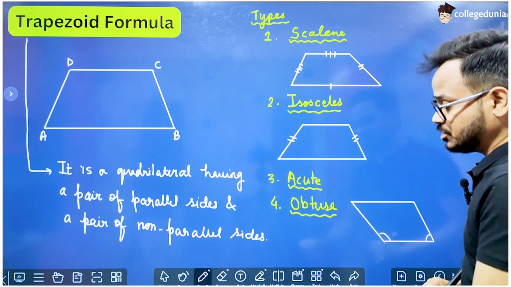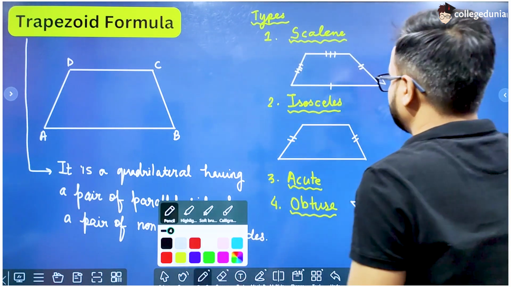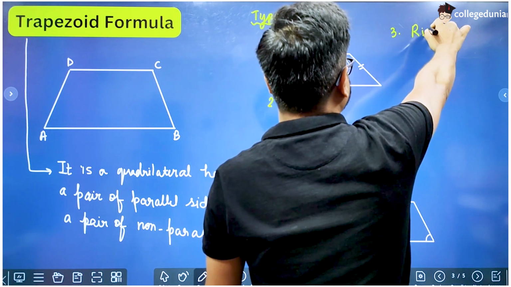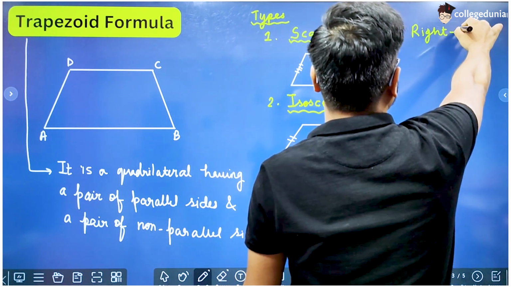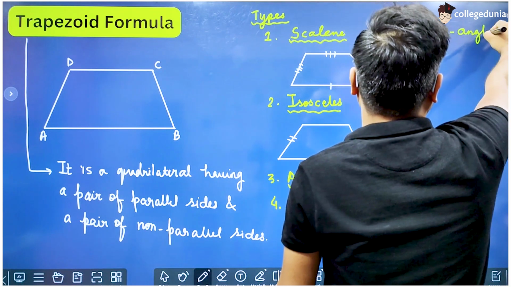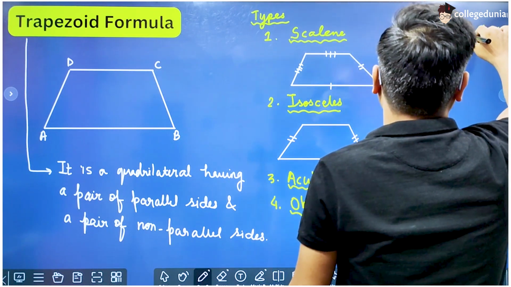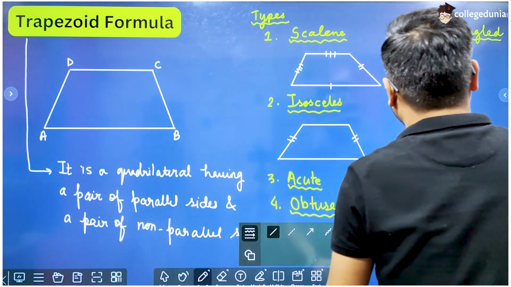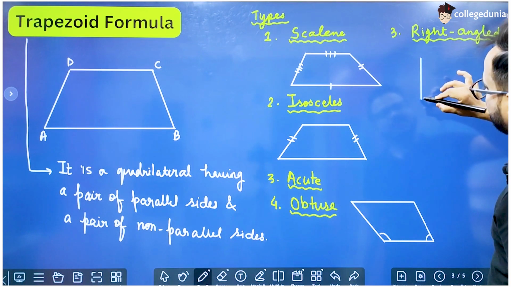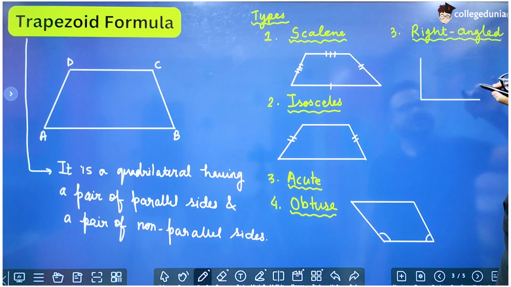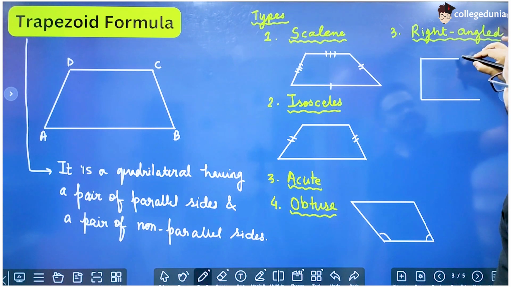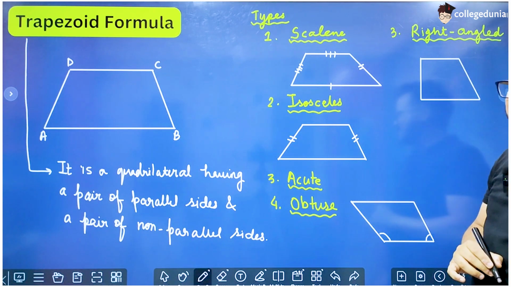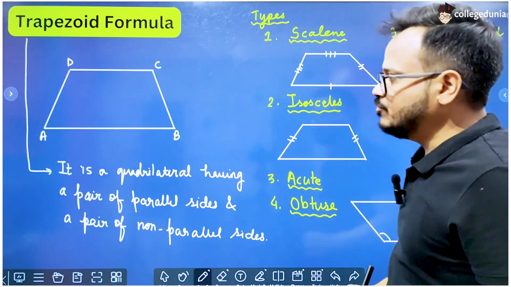So this is an obtuse trapezoid, and the last one is the right angled trapezoid. So what is a right angled trapezoid? Obviously, right, you have predicted it right. One base angle should be 90 degrees and the other base angle can be of any value, this, right? Clear? Okay, so these are the types of trapezoid.